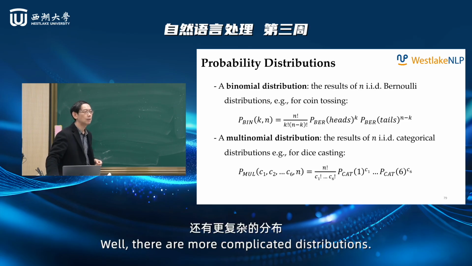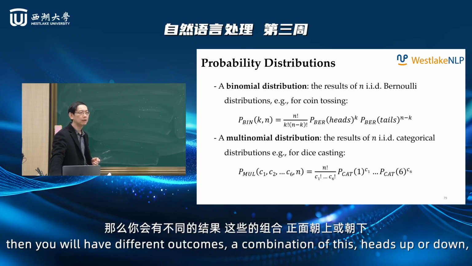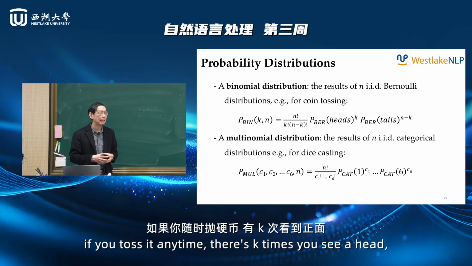Well, there are more complicated distributions. If you toss a coin multiple times, n times, then you will have different outcomes, a combination of these heads up or down. If you toss it n times, there are k times you see heads.